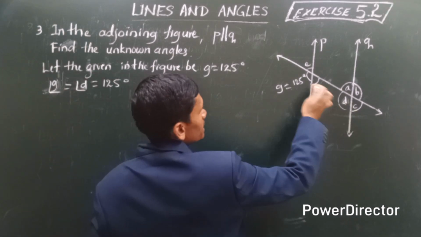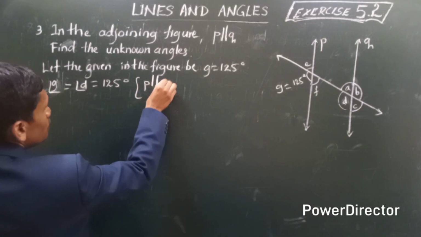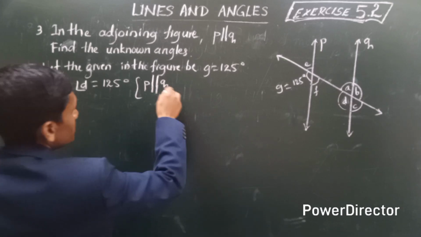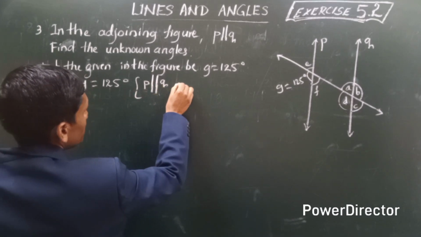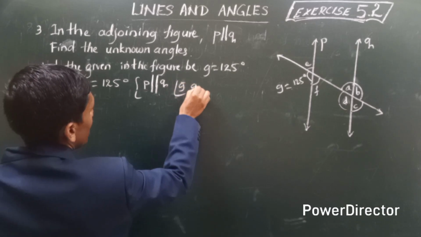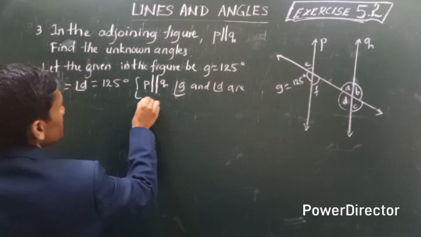Means this angle. What is the reason? The reason is P is parallel to Q. This is the first reason. If P is parallel to Q, then angle G and angle D are a pair of corresponding angles, right?